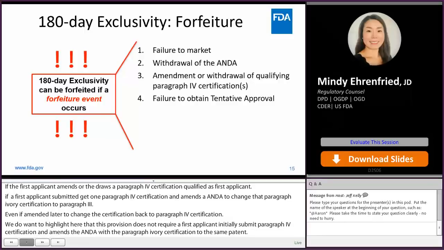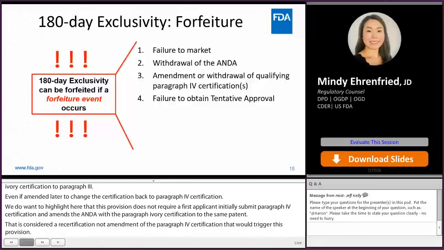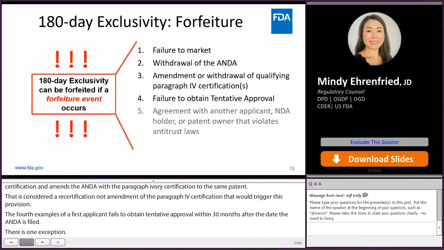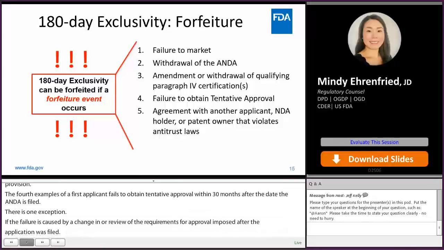A fourth example is if a first applicant fails to obtain tentative approval within 30 months after the date the ANDA is filed. There is one exception, if the failure is caused by a change in or a review of the requirements for approval imposed after the application was filed. If a first applicant enters an agreement with another applicant, the patent owner, or the NDA holder that is found to violate antitrust laws. And finally, if all qualifying paragraph 4 certified patents expire.